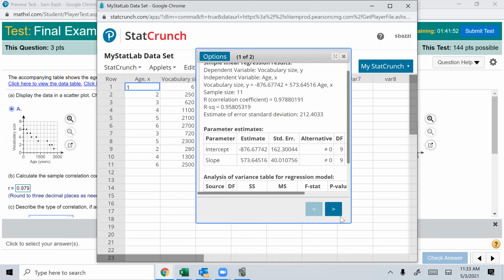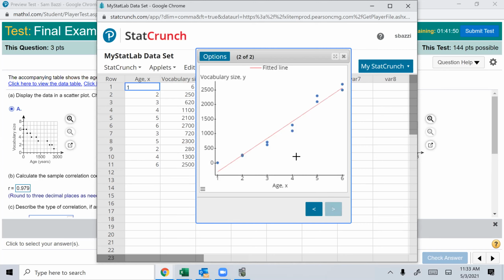Okay. And let me show you the graph, guys. The graph is right there, so you can select it from here. So when you want to match the graph, you already have it there. So that's very convenient to use StatCrunch in here.